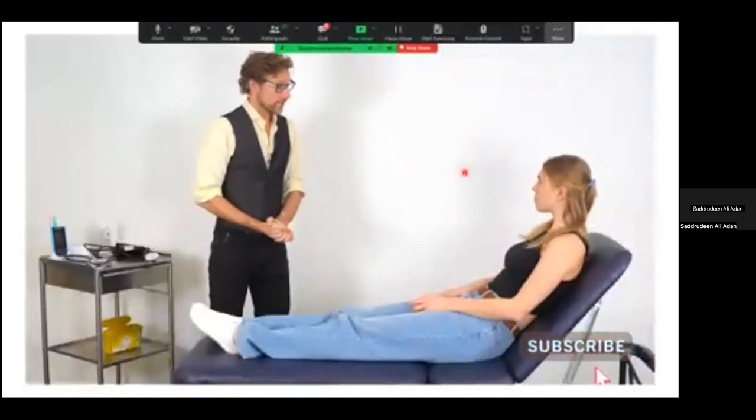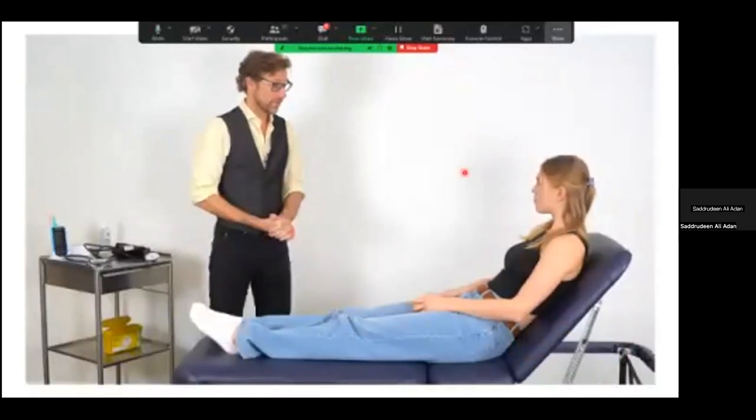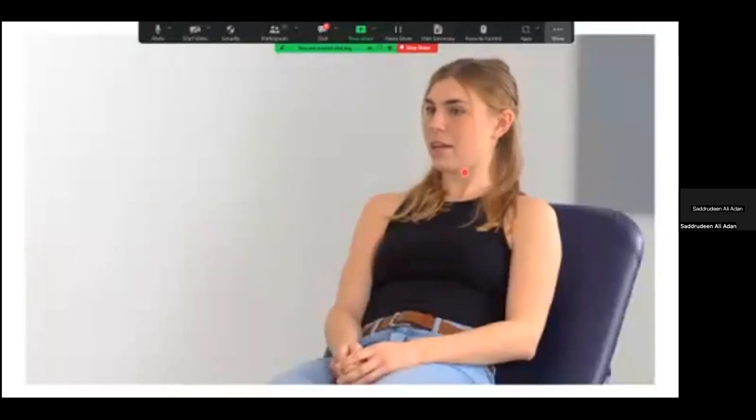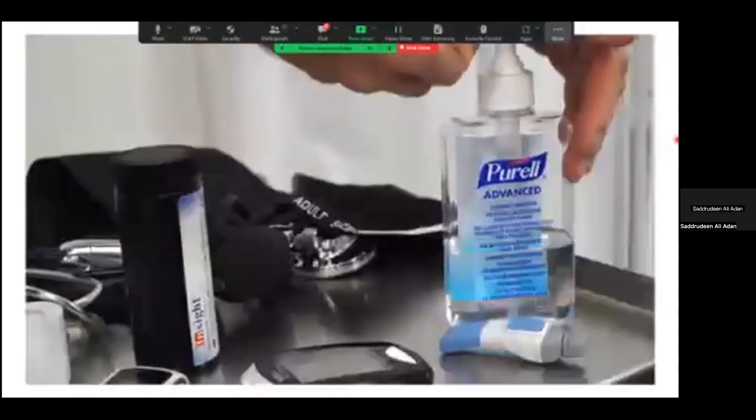Hello, my name is Dr. Gill. I've been asked to introduce yourself and perform a general examination on yourself. Before we start, please confirm consent, your name and date of birth. My name is Megan Struthers and my date of birth is the 22nd of February 1998. Super, thank you. Sanitize, always sanitize.